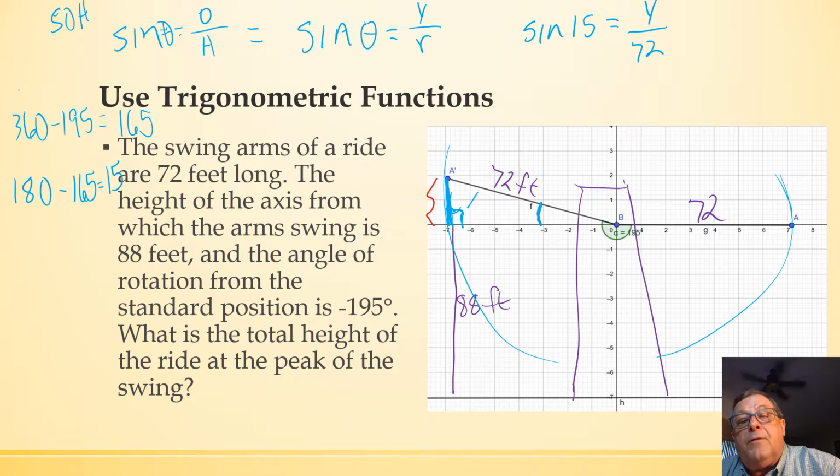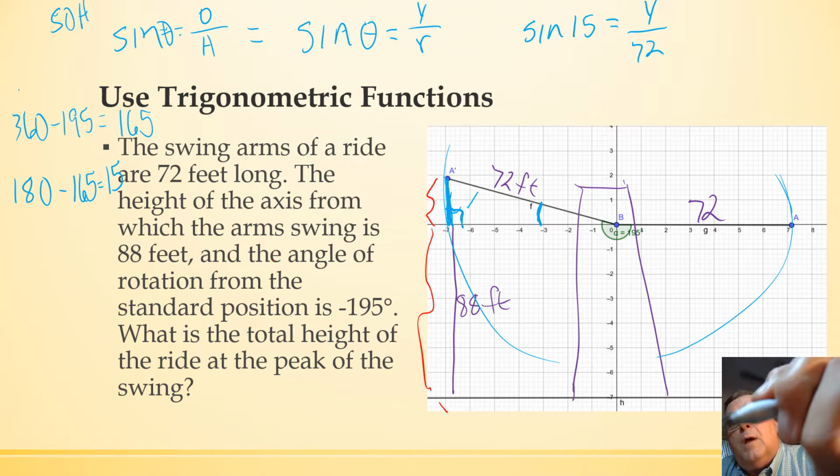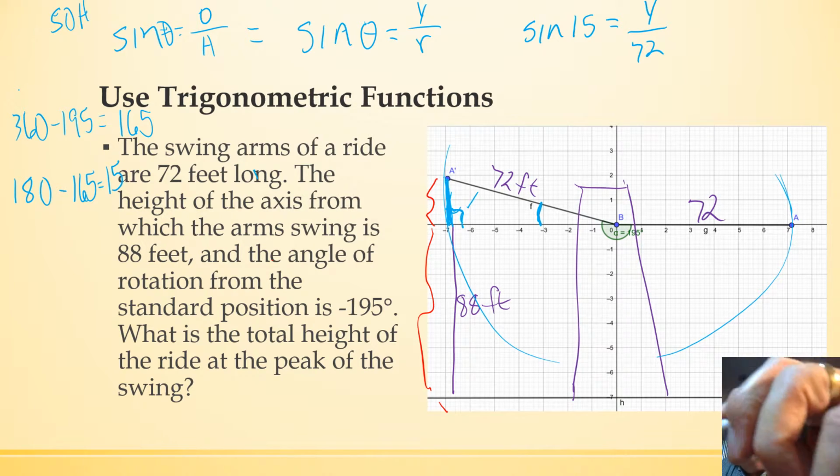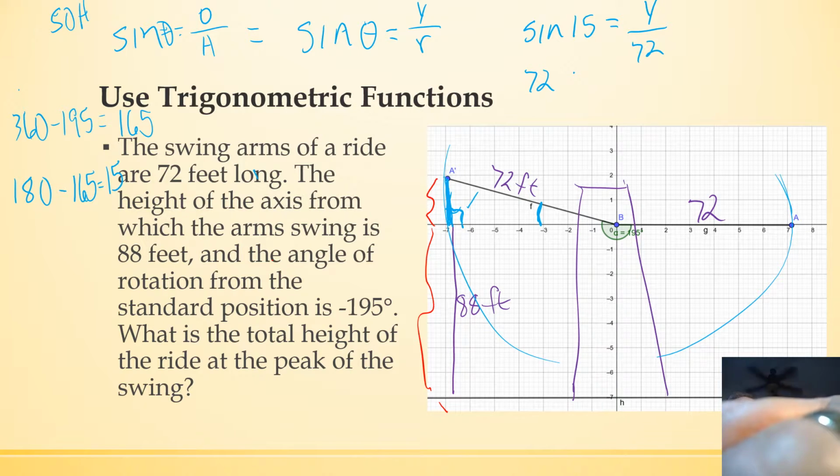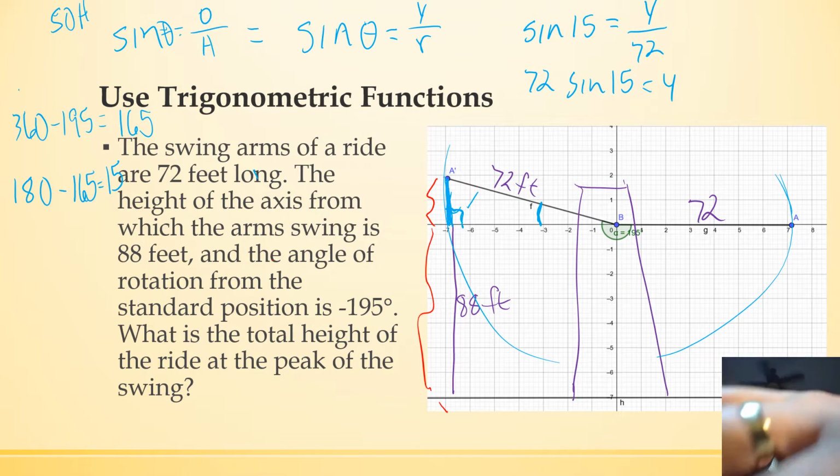What's my total height, though? It's this portion plus that 88 feet. But let's go back. Let's find just this portion right here from the axis up to the top. And so that would be 72 times the sine of 15 equals y.